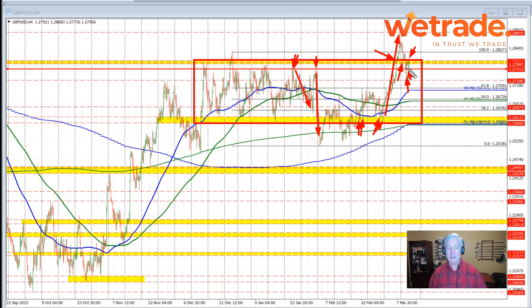If we get above the 1.28 level and stay above that level, it's going to be more bullish for this currency pair. If we move below the 1.2771 level, then I would expect more sellers to re-enter the market for the sterling versus US dollar.